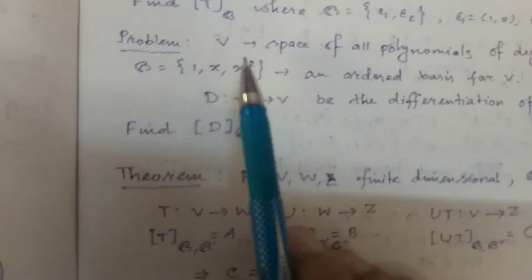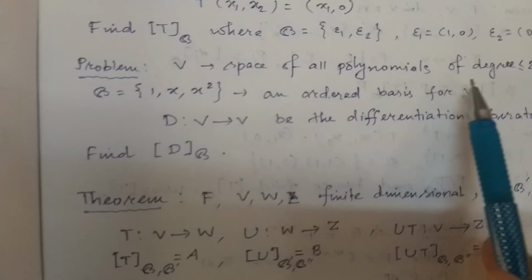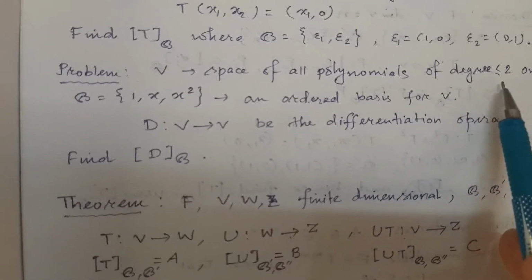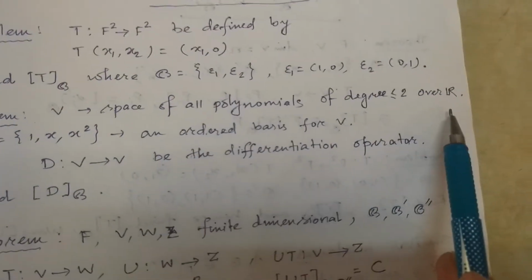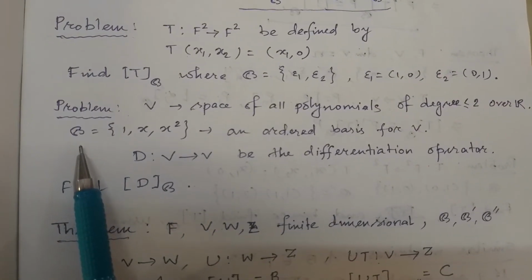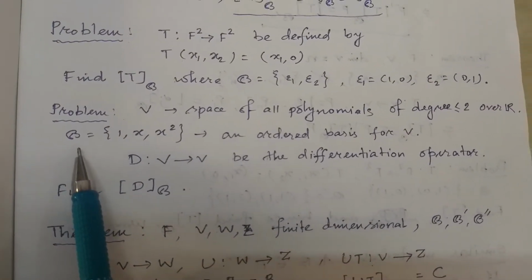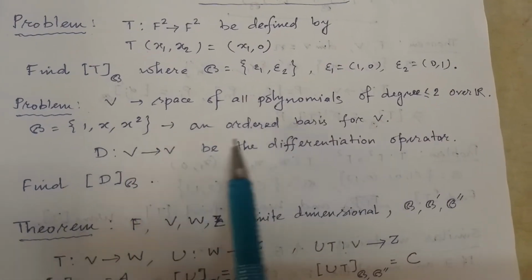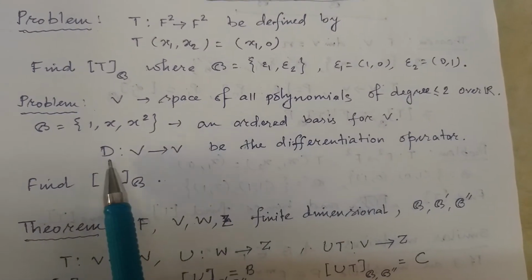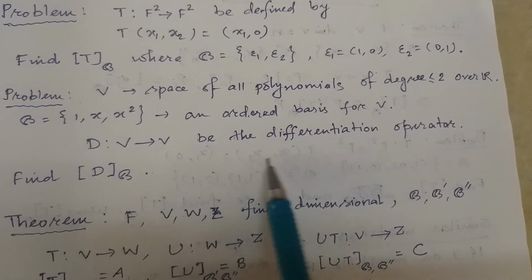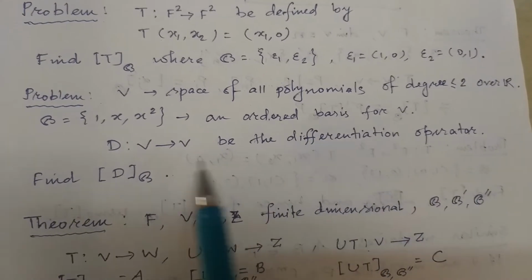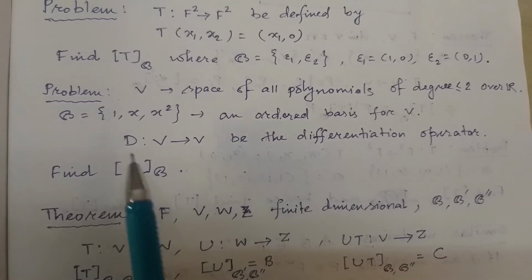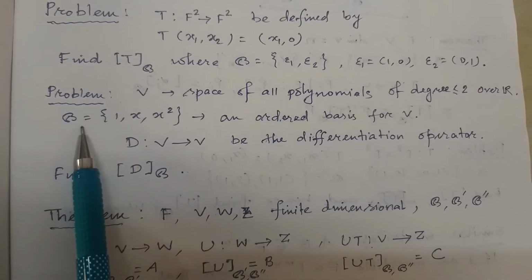Next problem. Let V be the space of all polynomials of degree less than or equal to 2 over R, real polynomials. Then the standard ordered basis is B equal to {1, x, x square}. It is an ordered basis of V. Now D from V to V is the differential operator. Okay, you have to find the matrix of D with respect to this basis.